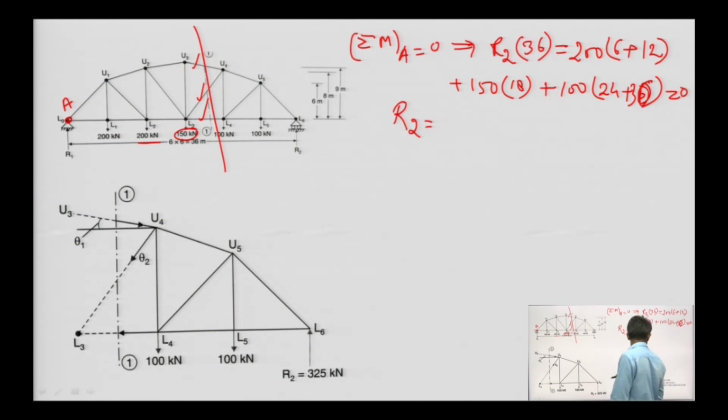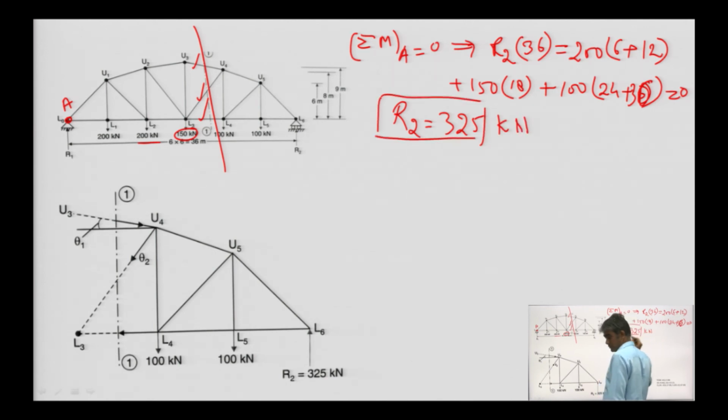Then R 2 can be calculated, and after calculation the value of R 2 is 325 kilonewton. Yes, 325. After calculating this value, apply the equilibrium equation.